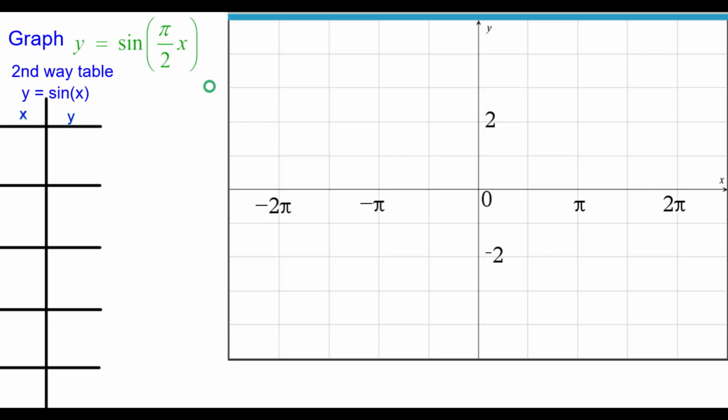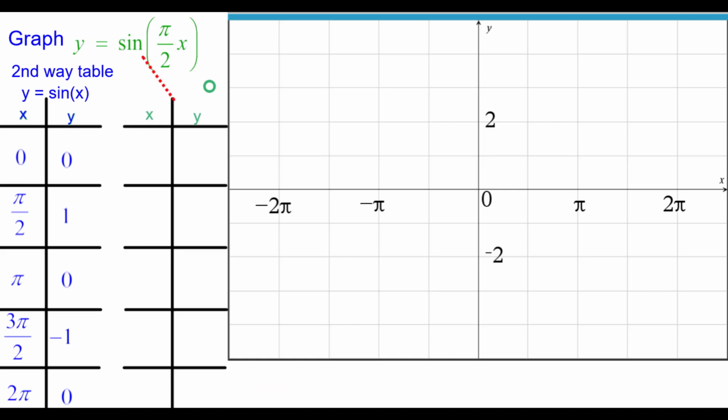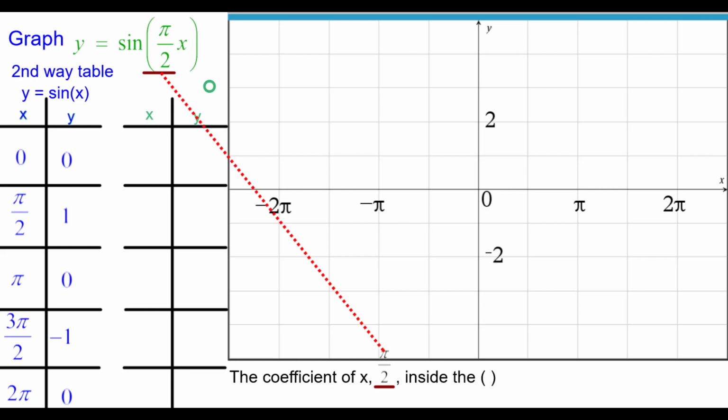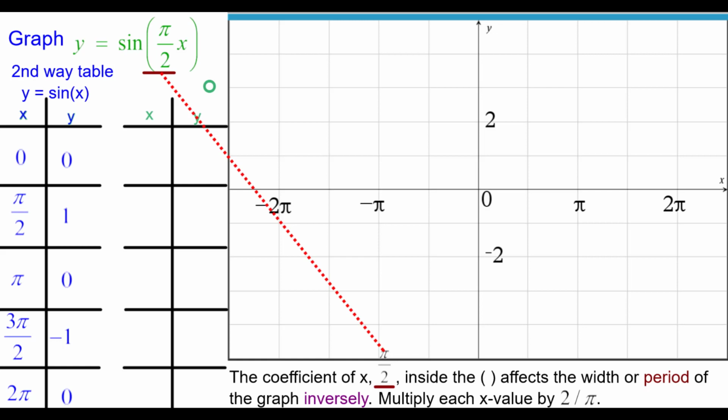The second way is with a table. So we'll start with our axes values and ask you to complete the table. Pause to do that. And those are our unit circle values on the axes. We need to create a second table. The coefficient of x, which is pi over 2 inside the parentheses, affects the width or period of the graph inversely. So we're going to multiply each x value by the reciprocal of pi over 2, which is 2 divided by pi.